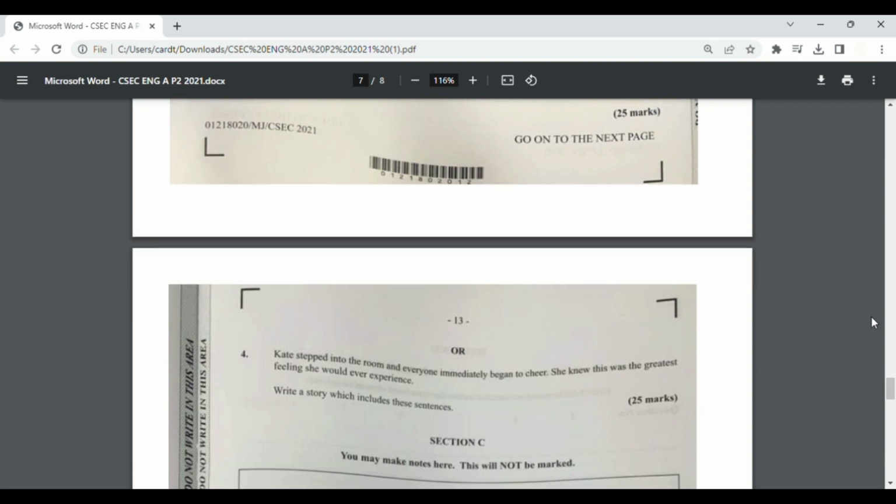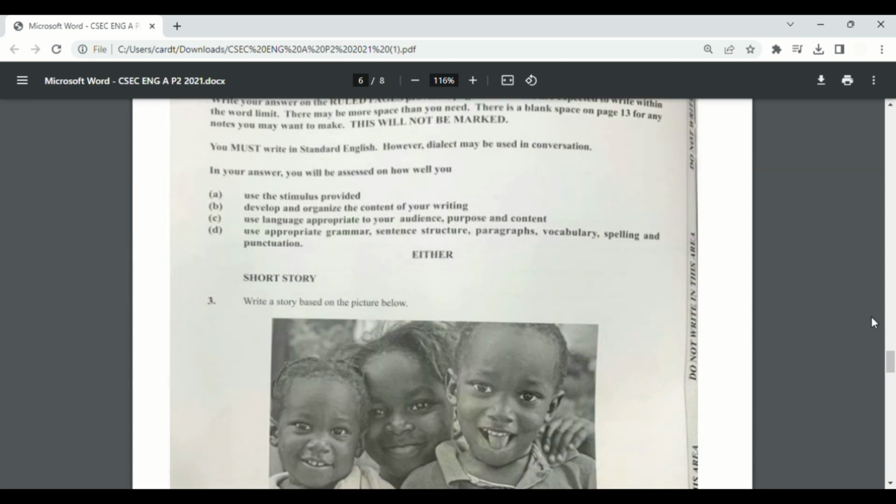Kate stepped into the room and everyone immediately began to cheer. She knew this was the greatest feeling she would ever experience. Write a story which includes these sentences. This is worth 25 marks, people. 25 marks.